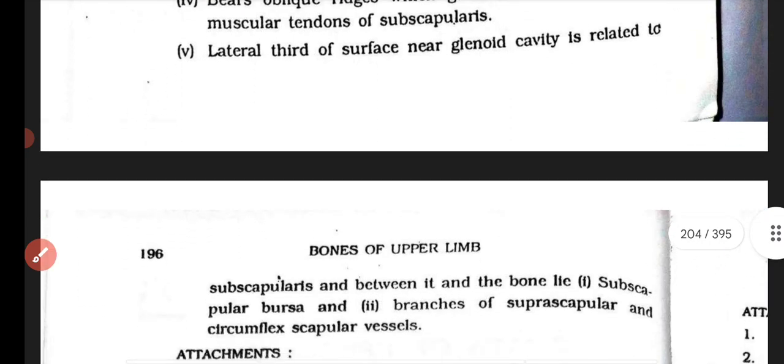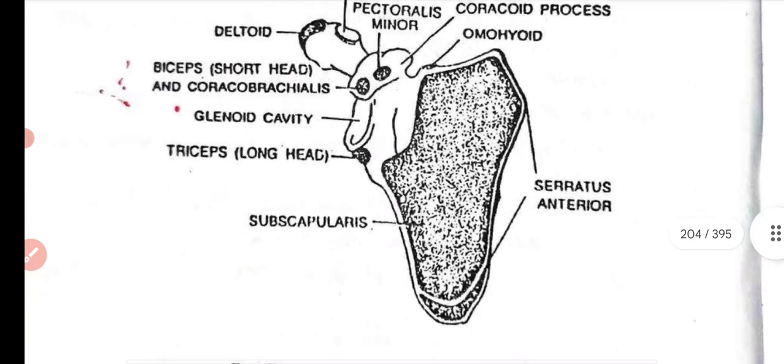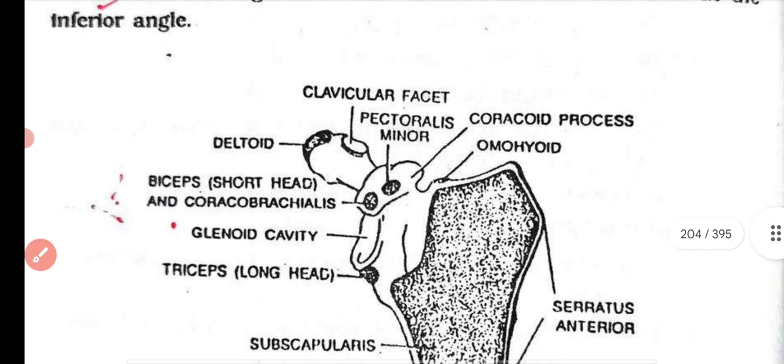See, this is the glenoid cavity. Small circle. This is the glenoid cavity. It is located in the lateral portion of the scapula, so it will lie laterally. Now come to the second portion.